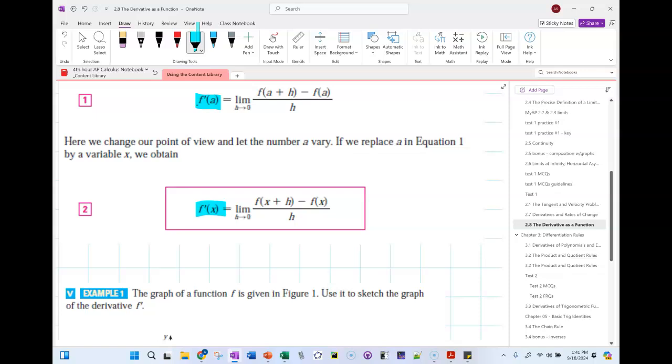Is everybody cool with the difference? Now, the mechanics are going to feel the same, but the result, one is a number, the other is a function. Okay? F prime of a is a number. F prime of x is a function. Cool? So far, so good? Do the equations look identical except for we've replaced a with x? Yeah. So it's confusing in that regard.